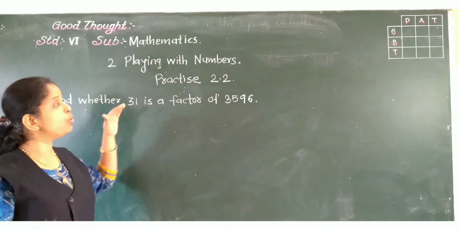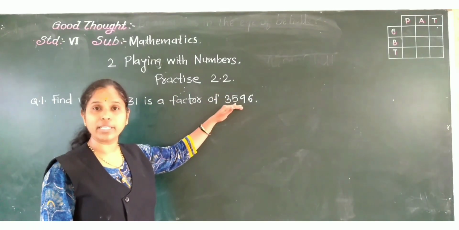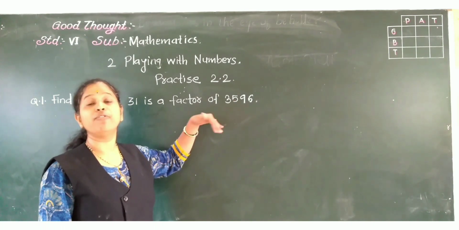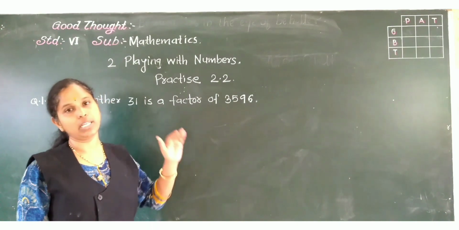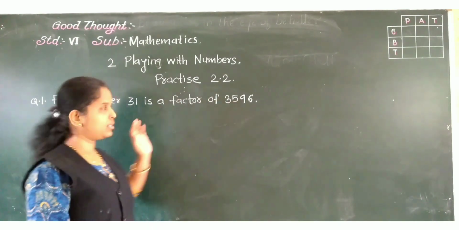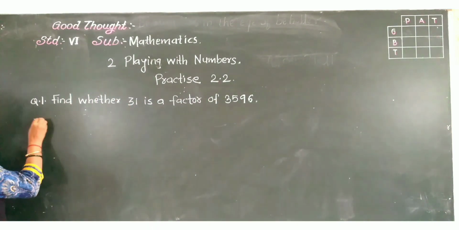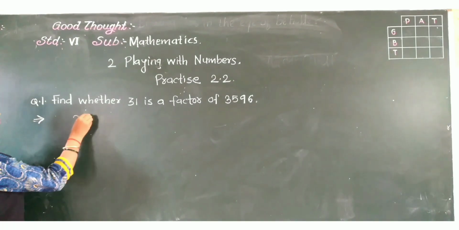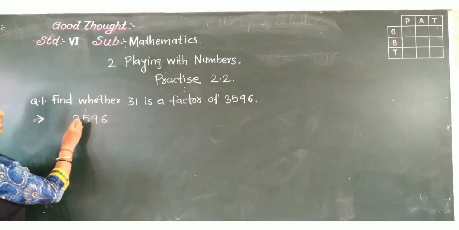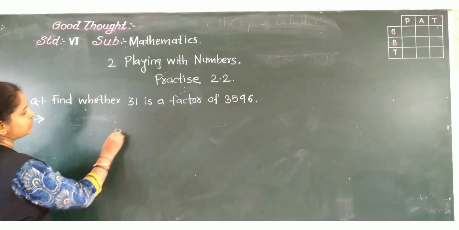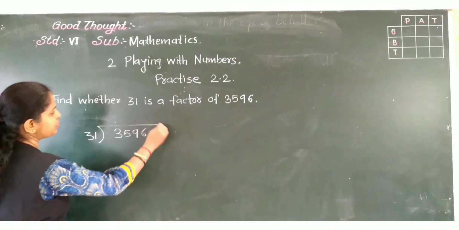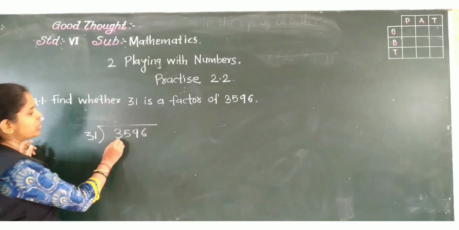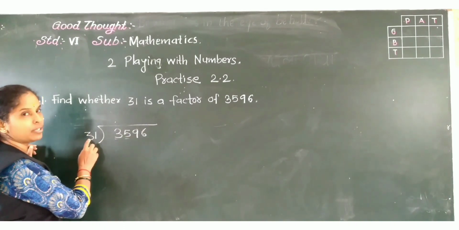If we can completely divide this number, meaning if the remainder is 0, then we can say yes, 31 is a factor of this number. See, I will show you. So 3596, I will write here, divided by 31.